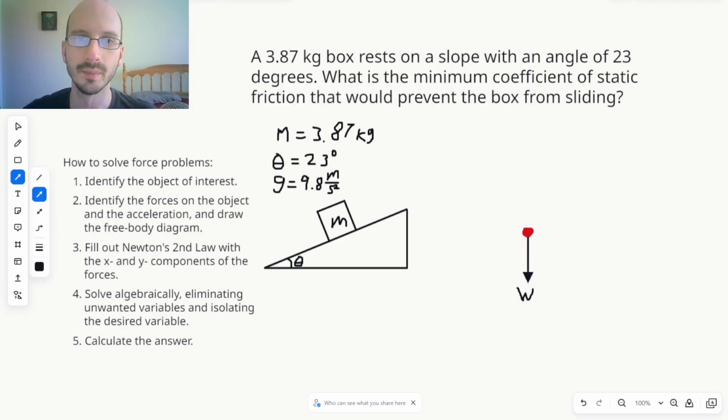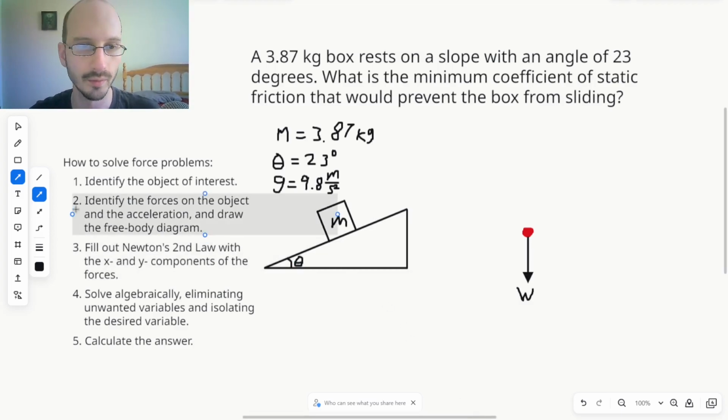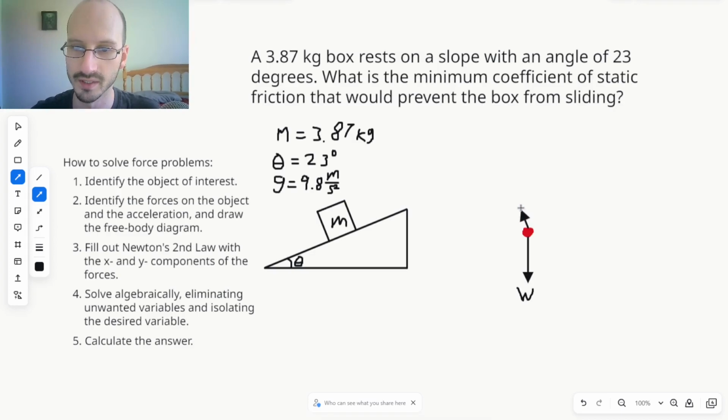Now, why doesn't the box just fall straight to the center of the Earth? That's because there's a ramp in the way. And when a surface is in the way of an object, it exerts a normal force. Normal meaning the direction perpendicular to the surface. So the normal force in this case points at an angle this way.